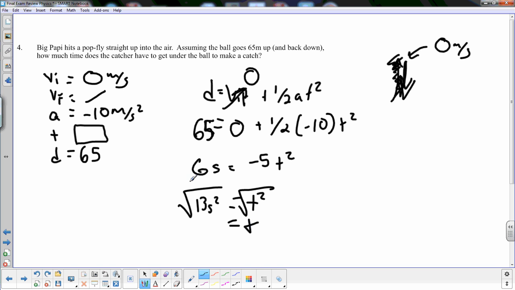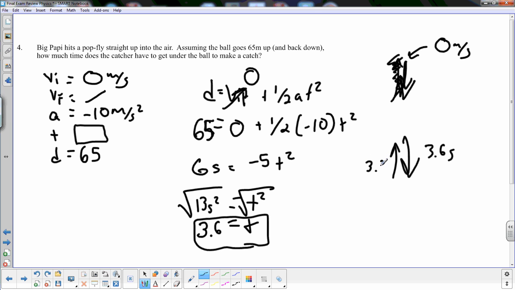Now, we're not done yet. That is for how much of the trip? The going up, the coming down, or the whole thing? You said going down, you're correct, 3.6 seconds. How long did it take to go up? Also, 3.6 seconds. So 3.6 plus 3.6 gives us a total hang time, a total time for the catcher to get under the ball of 7.2 seconds. 3.6 times 2 will give you that.